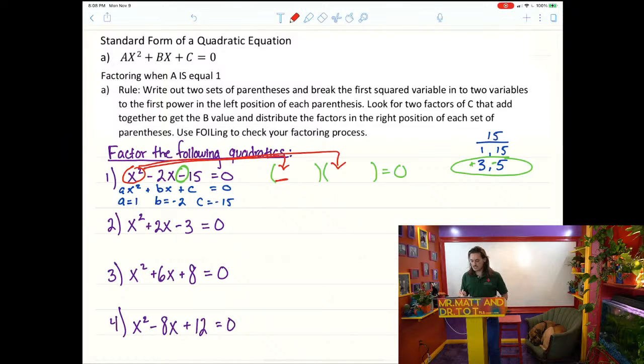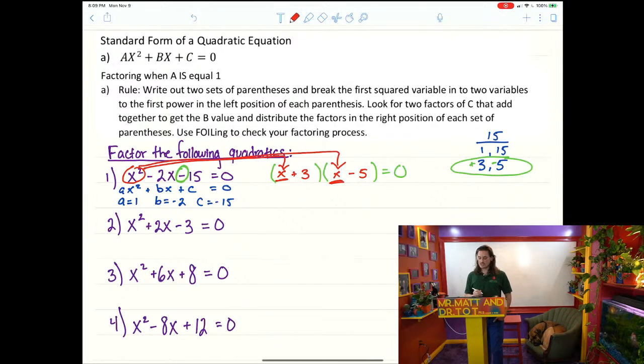Now because the leading coefficient is 1, I don't have to worry about any factors of a. This is just going to be x times x, because when we FOIL out, x times x is x squared. That gives me back the value that I started with in the leading position. Now I'm going to place the factors of +3 and -5 in the right positions.